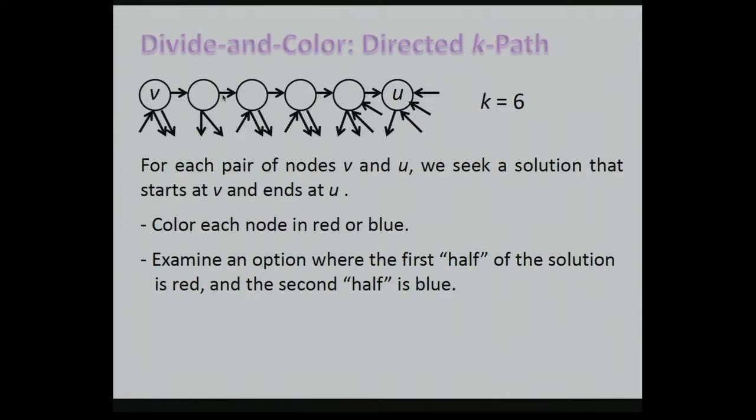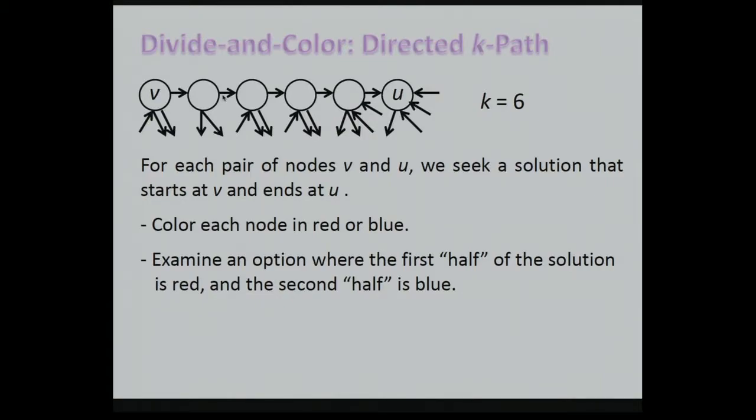Let's see this in an example. So our example is directed k-path. And now assume that we don't only ask if there is a directed k-path, but for every pair of nodes v and u, we want to find a solution that starts at v and ends at u. Okay, so now we use the method and we color each node in red or blue.